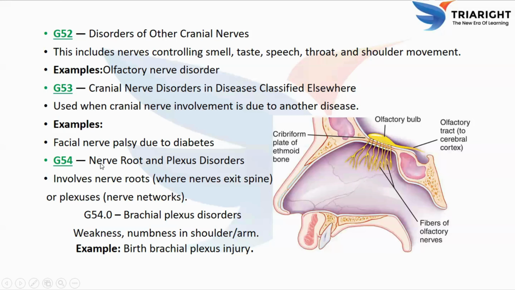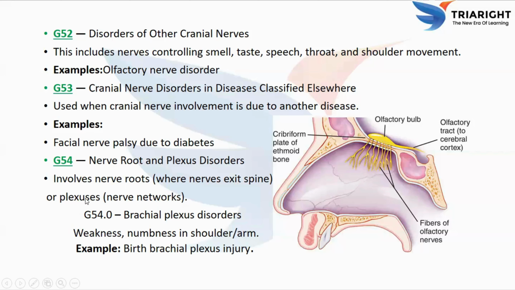So coming to G54, nerve root and plexus disorders. So what are nerve roots? The areas where the nerves exit the spinal cord. And what are plexuses? Plexuses are networks of nerves controlling movement and sensation in the limbs. So these disorders lead to weakness, numbness, tingling, and loss of sensation in the arms or legs.